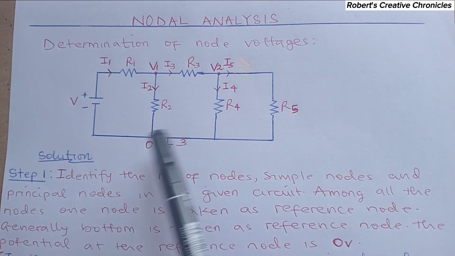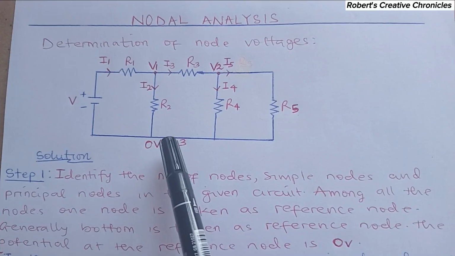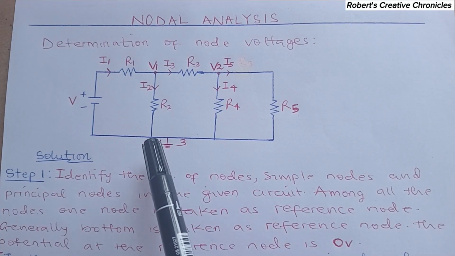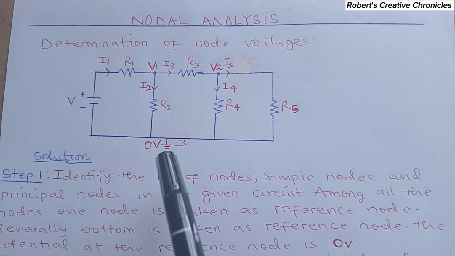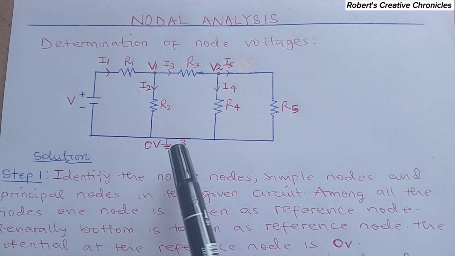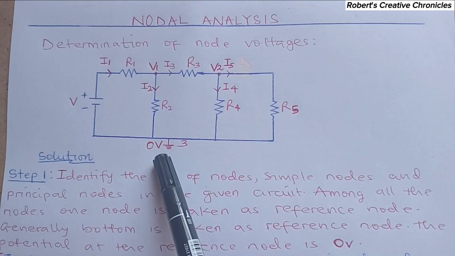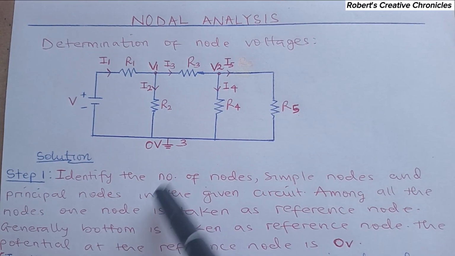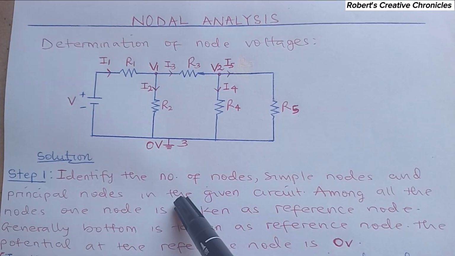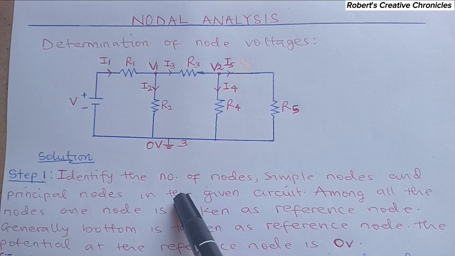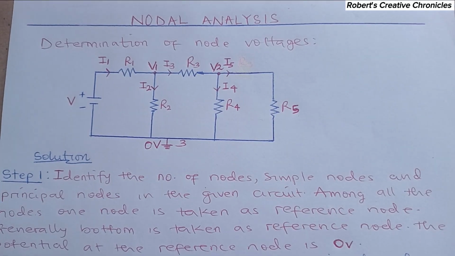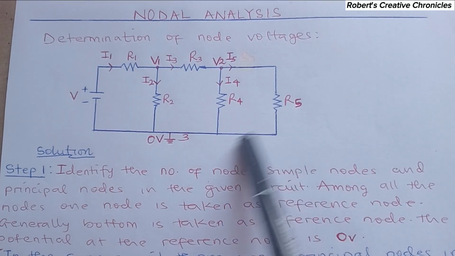So in mesh analysis, we used the circuit currents as our variables. Now in this one, we're going to use the circuit voltages as our variables. And after we get the equations, we can solve it using any method we want to find the node voltages. So here are the steps, and here is the circuit.